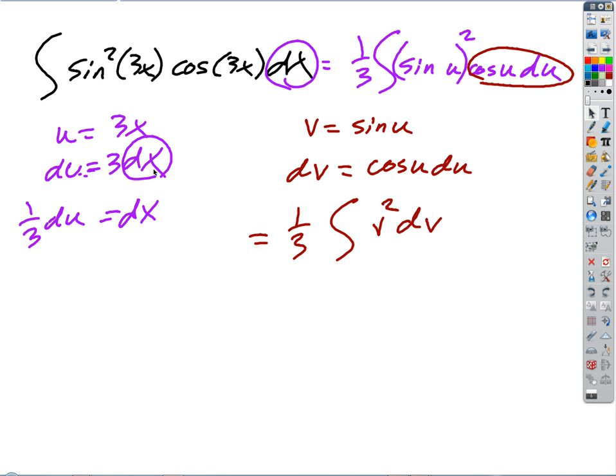And so we could plug in for each of these. This is just going to become a u. That's going to become a u. And this dx would then be 1/3 du, right? So there's our 1/3. There's our du. And here's our sine squared of u and our cosine of u, okay? Now what?